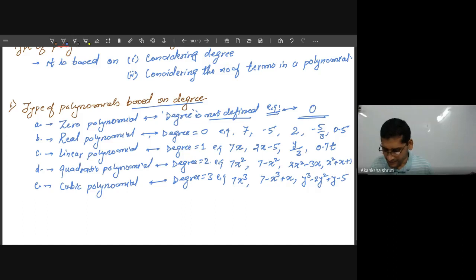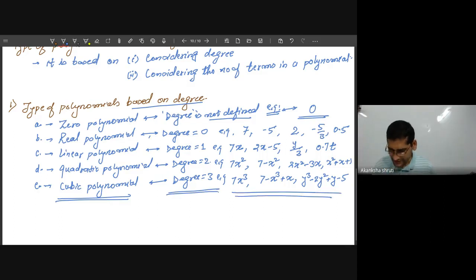All these we have already learned are denoted in terms of p. So students, what are all these? I have just written the name here. In the first column is the name, the second column is the degree value, and the third column represents examples. Okay, students.